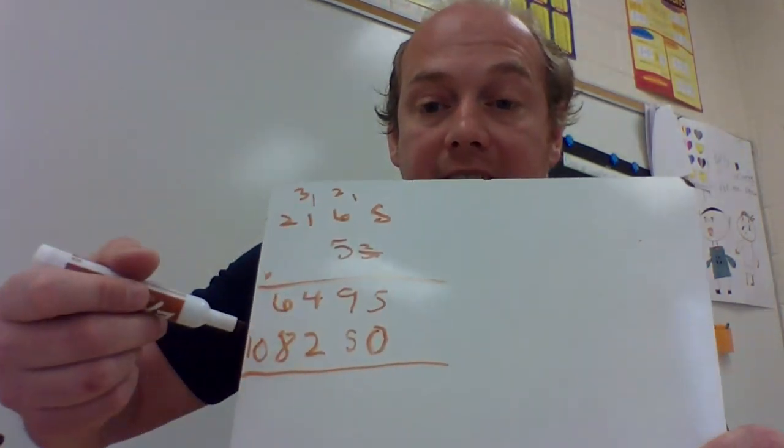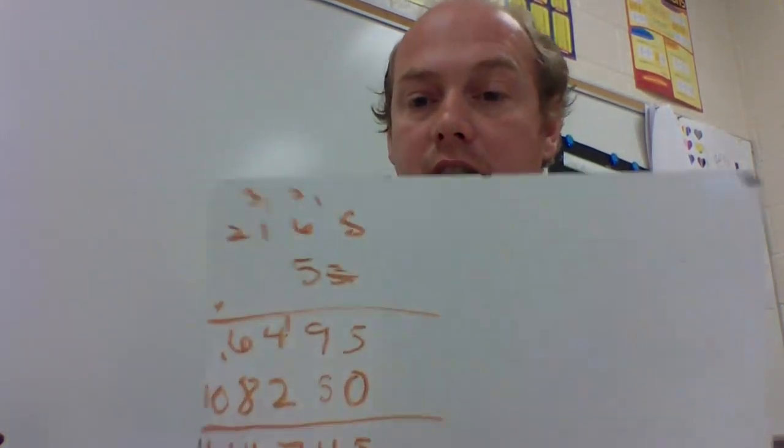So now we're just going to add these numbers at the bottom. And like always, we're going to start at the ones place. So 5 plus 0 is 5. 9 plus 5 is 14. Carry the 1. 4 plus 2 is 6, plus 1 is 7. 6 plus 8 is 14. Carry the 1. 1 plus 0 is 1. And just 1, because we don't have a 0, we bring it down and it's 1.